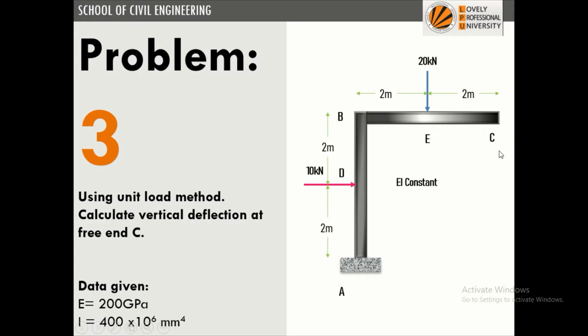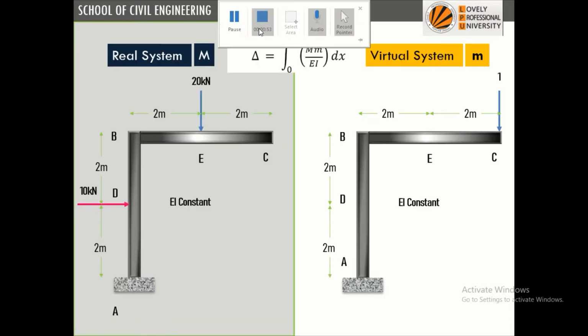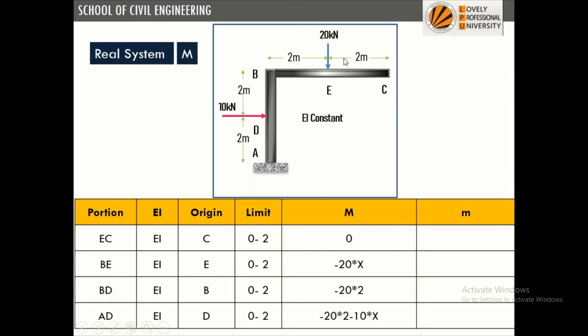It is more or less similar to a cantilever beam only. First we'll consider a real system from which we will calculate the capital M, and then we'll consider the virtual system in which we'll remove all the loads and position a unit load at the point where deflection is required. We'll use this deflection equation, integration 0 to L of capital M small m by EI dx. So this is our real structure, and from this we'll calculate the capital M.